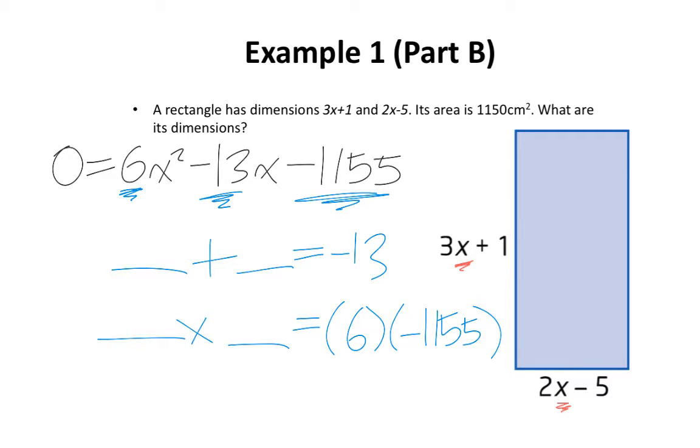So these two numbers happen to be negative 90 and positive 77.